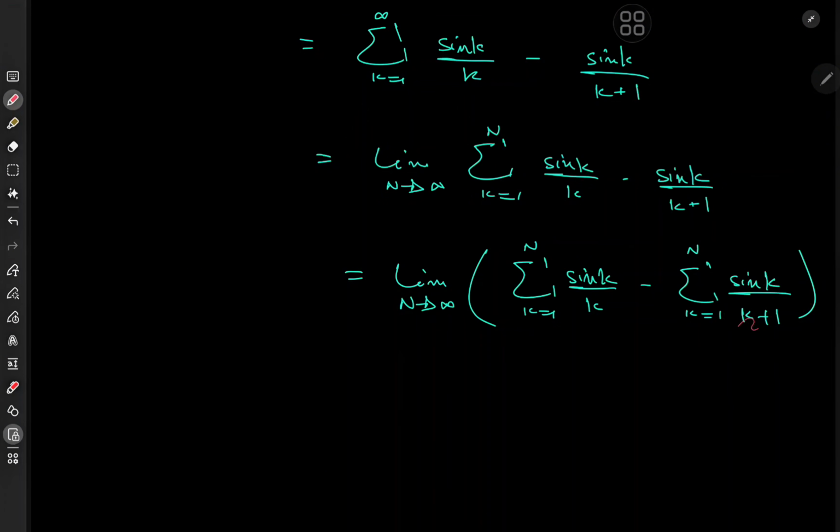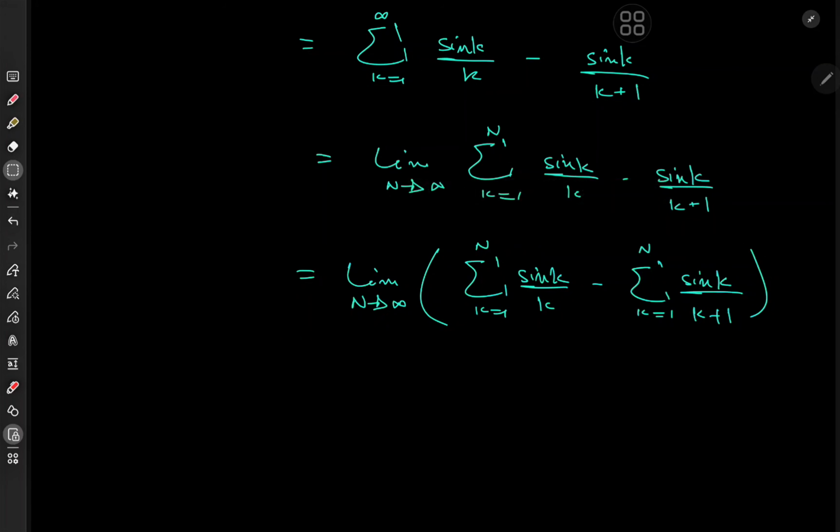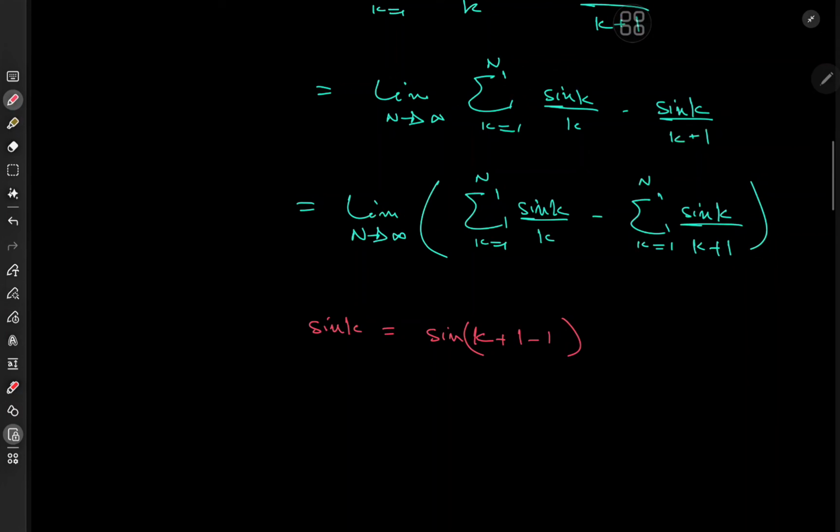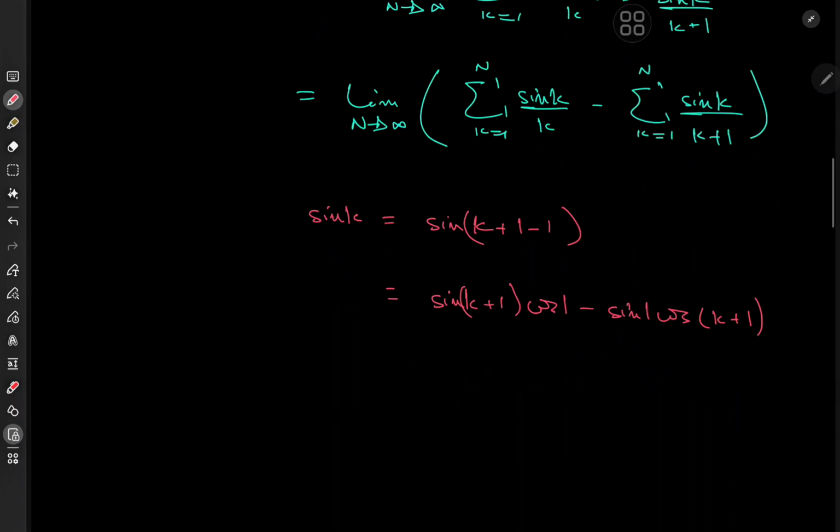And there's got to be some way to deal with the k plus 1 term in the denominator over here. I mean, it's kind of unsavory if you think about it. But of course, we can invoke one of the mathematician's favorite tricks, and that is adding a 0. So we will write sine of k here as sine of k plus 1 minus 1, which can be expanded as the sine of k plus 1 times the cosine of 1, minus the sine of 1 times the cosine of k plus 1. And that really does help with the index.